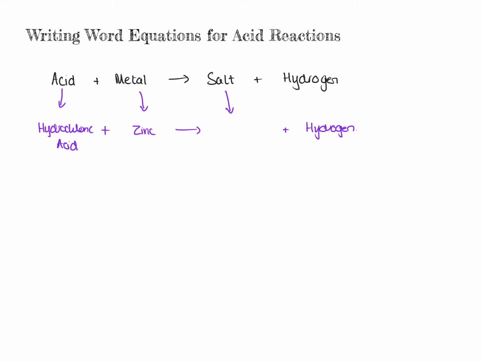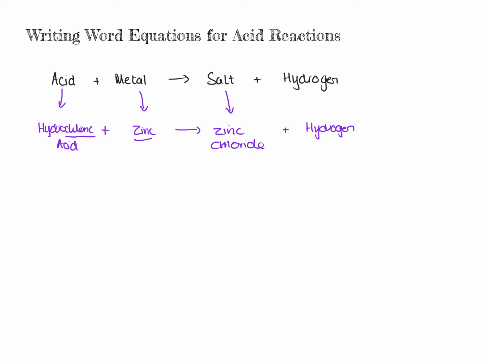So our example was hydrochloric acid plus zinc makes some sort of salt plus hydrogen. And now hopefully you know to name that salt. We take the metal, zinc, and we take part of the acid name. So we replace the hydrogen, we take the other part, chloride.